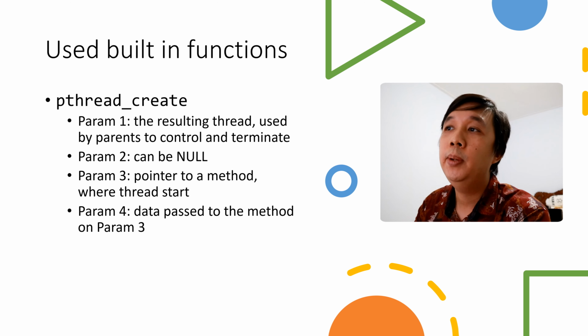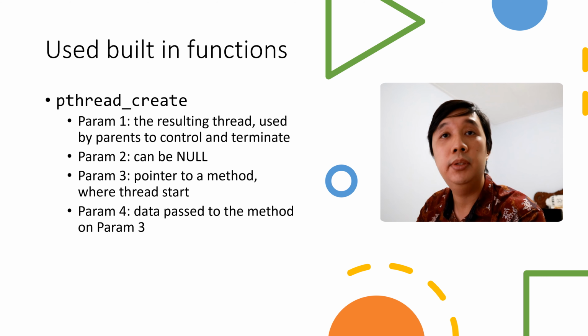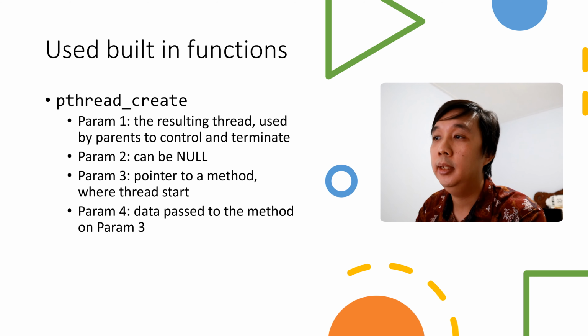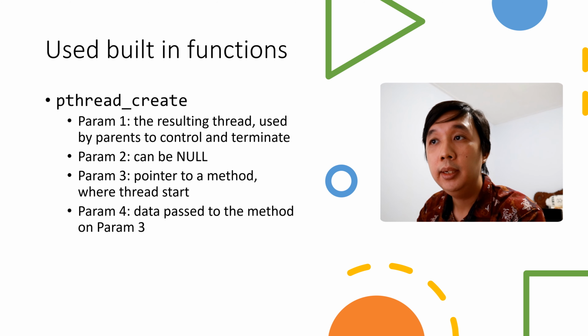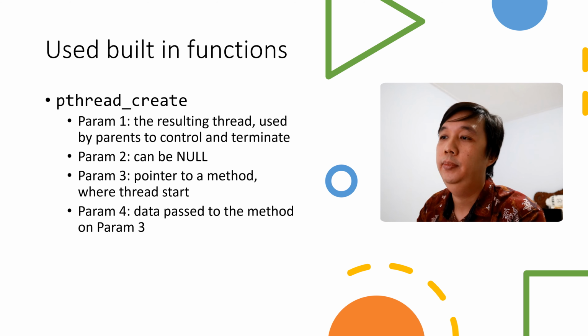I'm explaining the built-in functions. The first is pthread create. Pthread create, as its name suggests, will create a thread. I'll explain the most important parameters. The first parameter is used to catch the resulting thread. The resulting thread will be kept as a variable by the parent process. And parameter number 3 is a pointer to the method where the thread starts.